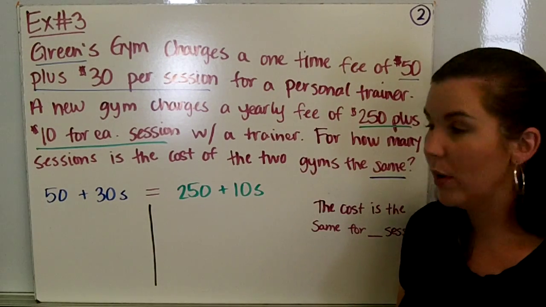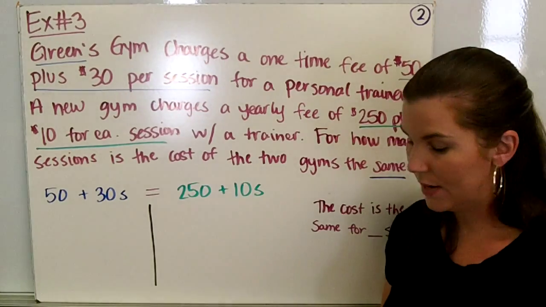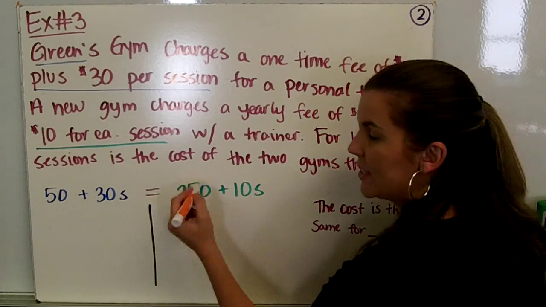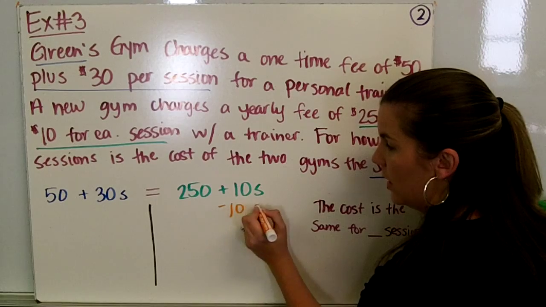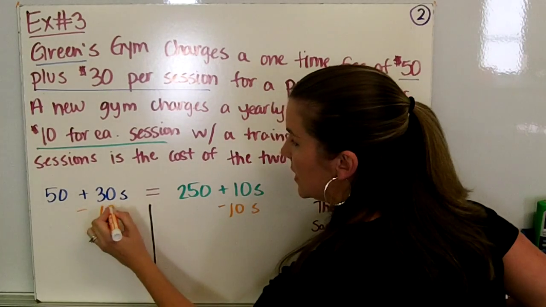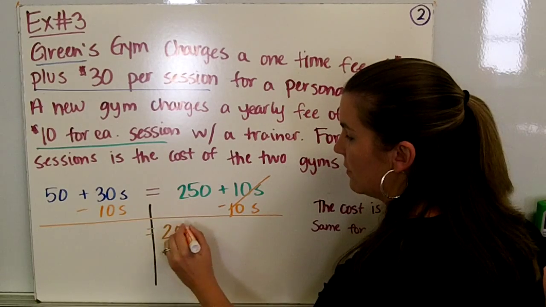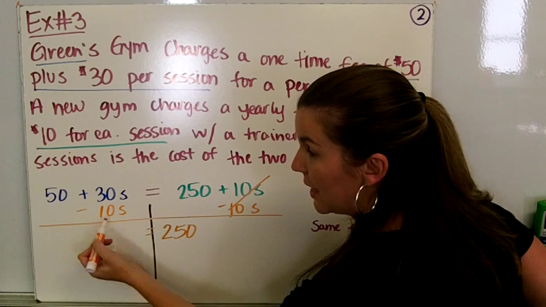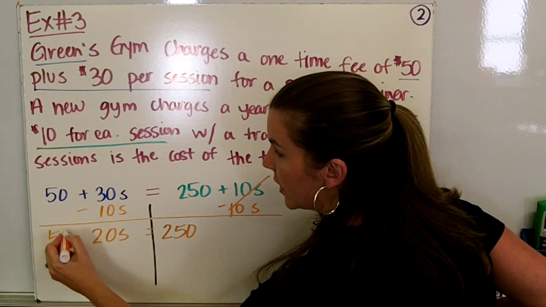Now I have an equation with variables on both sides. I need all of the s's on one side of the equation. So I'm going to move 10s to the other side by doing the opposite of addition. I'm going to subtract 10s from both sides of the equation. So I have 250 on the right side. I have 30s minus 10s, that's 20s. And this 50 is going to carry down also.